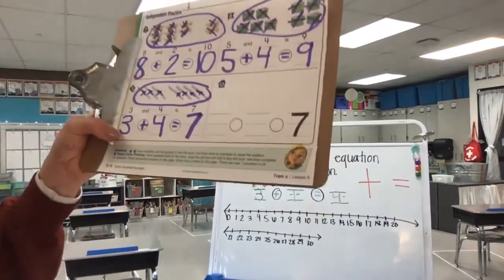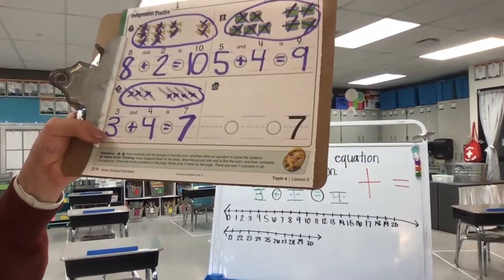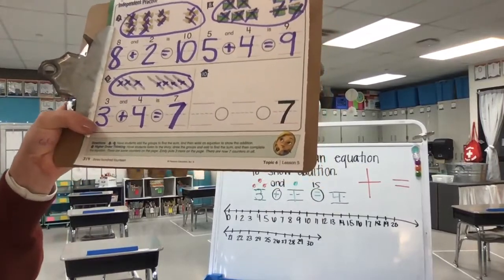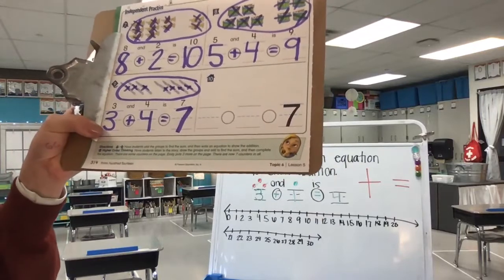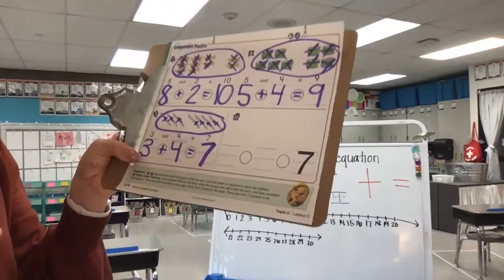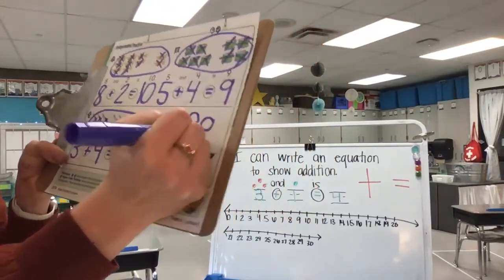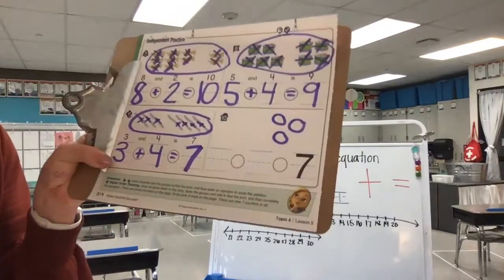All right, now we're down to the challenger, number 10. It says there are some counters on the page. Emily puts 3 more on the page. Now there are 7 counters in all. So we know how many she has all together. They also told us that she puts 3 more on the page, okay?